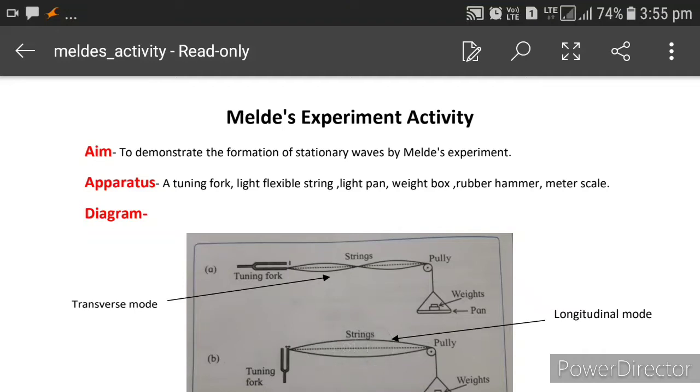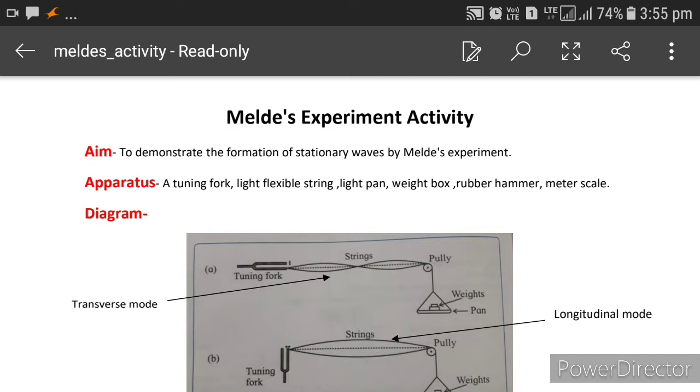Hello students, we are going to perform Melde's experiment activity. The aim of the activity is to demonstrate the formation of stationary waves by Melde's experiment, and the apparatus required for this activity are a tuning fork, light flexible string, light pan, wet box, rubber hammer and a meter scale.